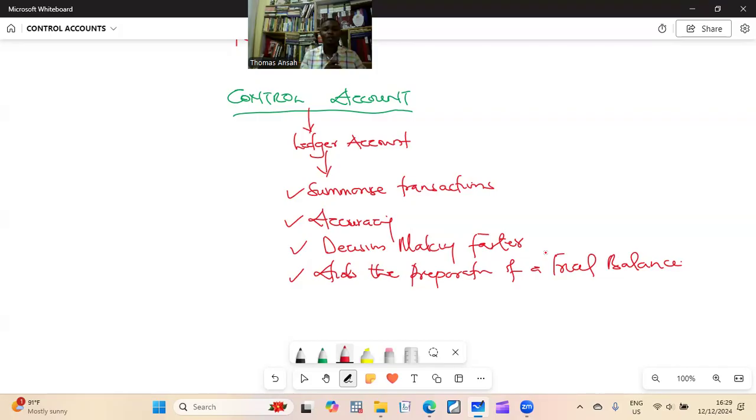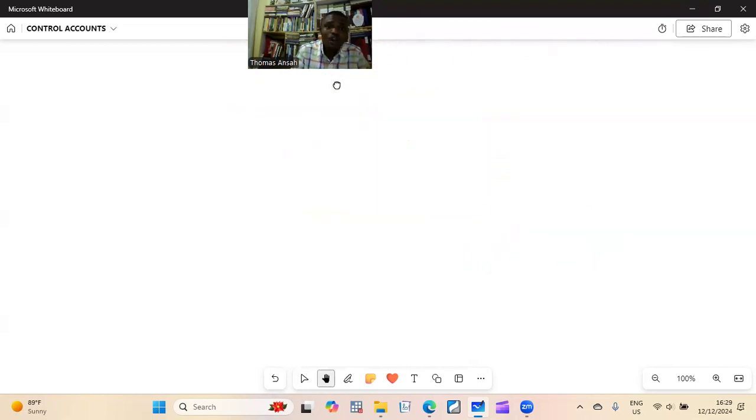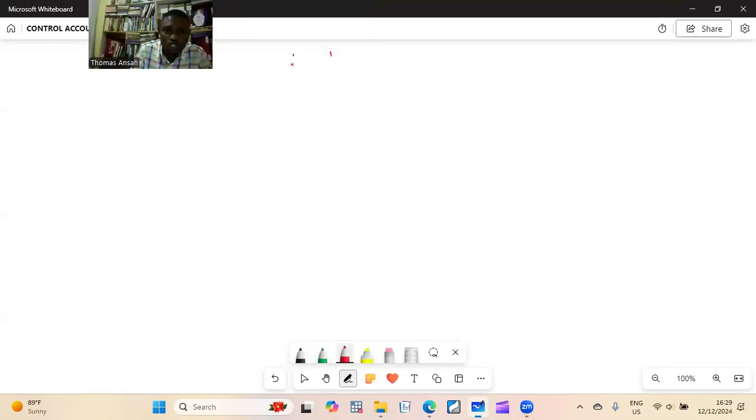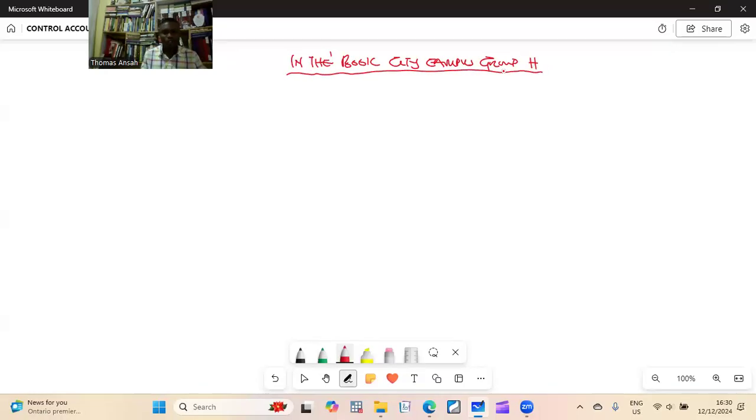Now we're going to pick them one by one and open the ledger accounts. The control ledger accounts are basically two: the purchases ledger control account and the sales ledger control account. First, you write in the books of the person you are preparing the account for. So let's say in the books of City Campus group, let's use group H. This is the company we are preparing the control accounts for.